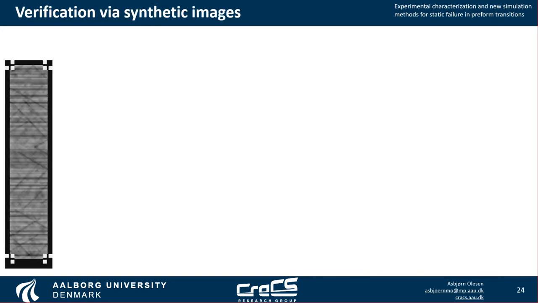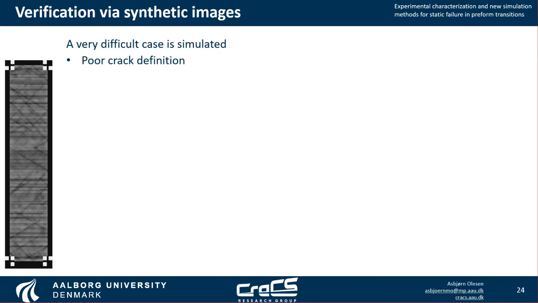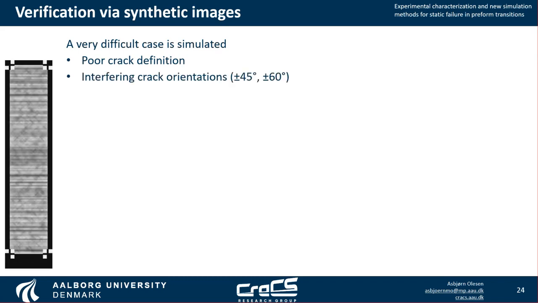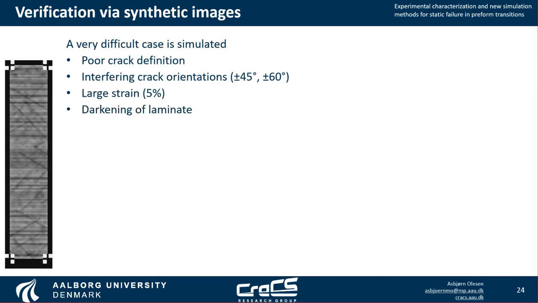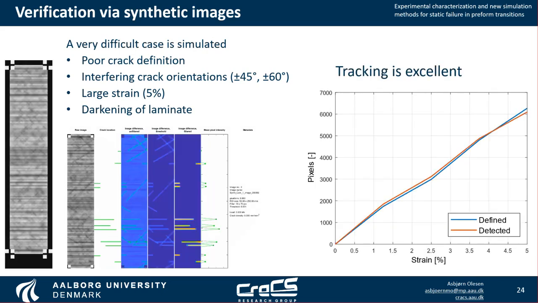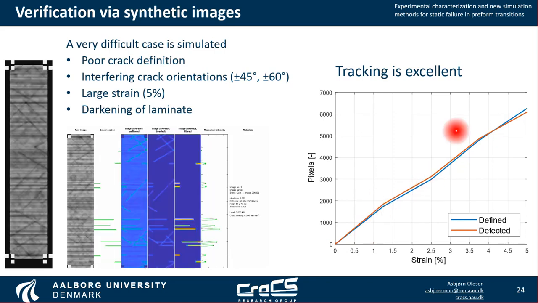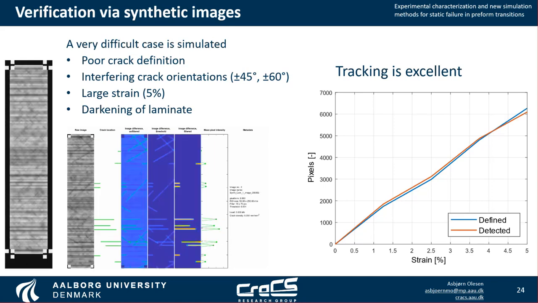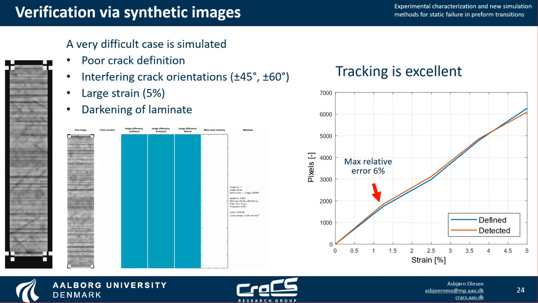We then use it for verification, where we take a very difficult case and simulate. So we're working with poor crack definition, interfering crack orientation, so overlapping cracks, large strains, and darkening of the laminate. This is passed through matrix cracks, and we are left with the result of the length of cracks in total detected and defined. And these two curves follow each other very nicely, which is what we want to see. The maximum error that we find is here in the beginning of 6%.